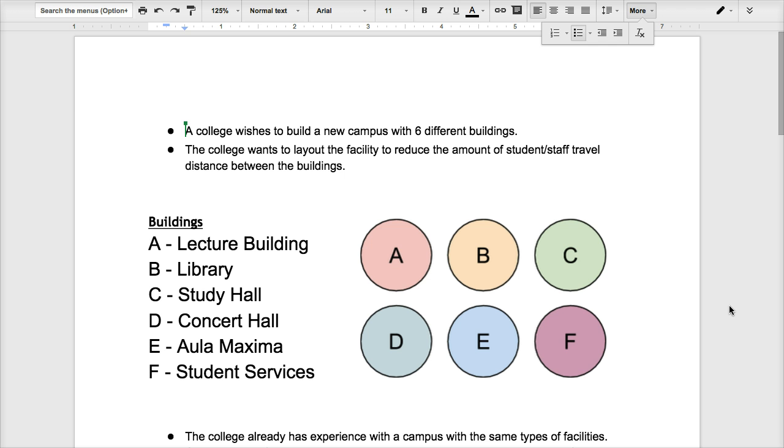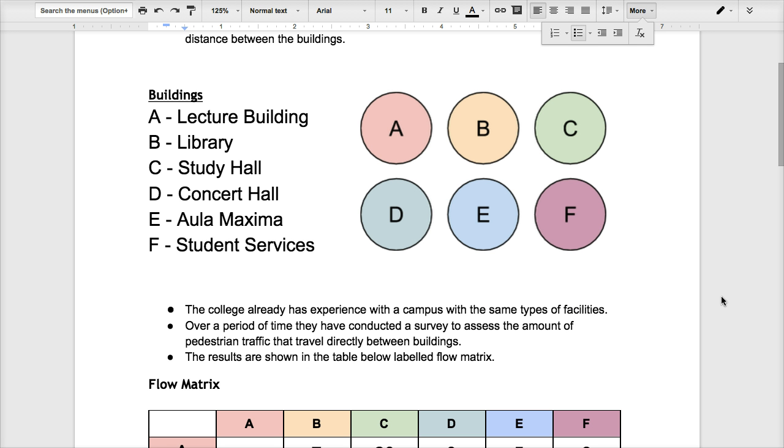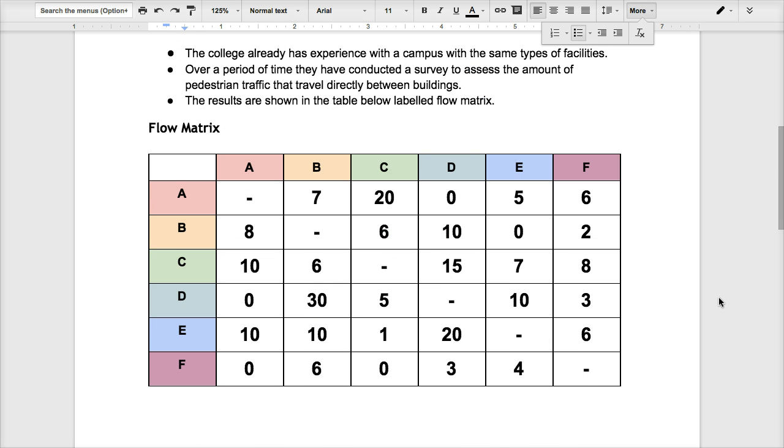So the whole point of this is trying to reduce the amount of pedestrian traffic between each of these different buildings. And the college has a fair amount of experience with this from its previous campuses. What they've done is they've gone out with a survey board and they've just measured how many people are directly traveling between the different buildings. And all of that information is shown in this table here called the flow matrix.